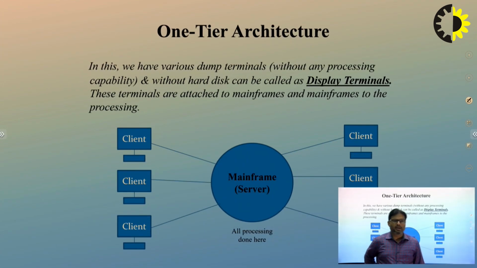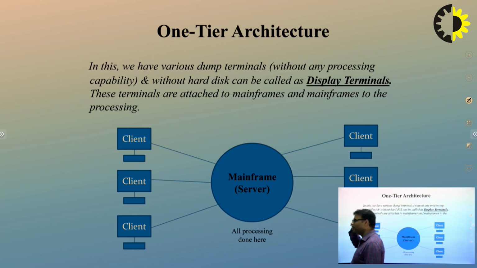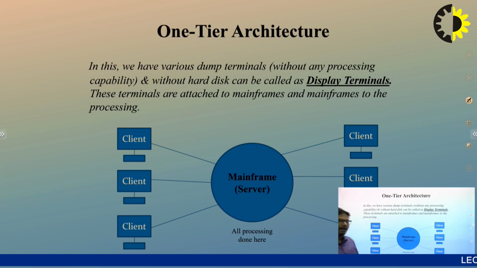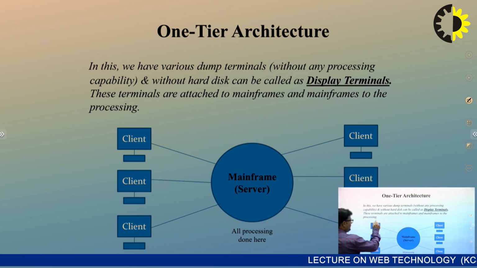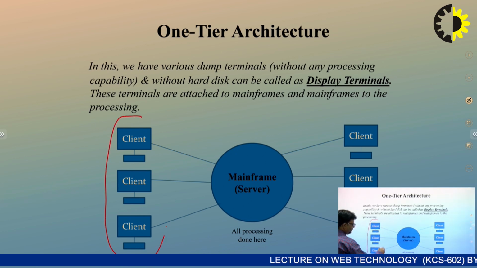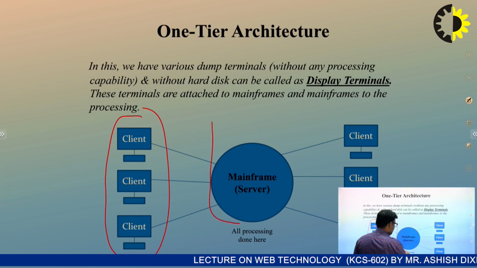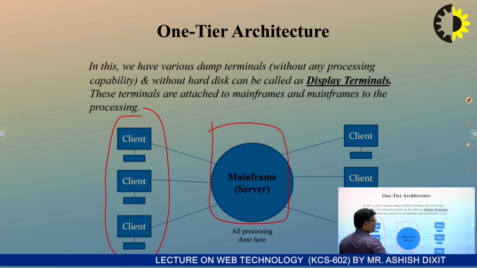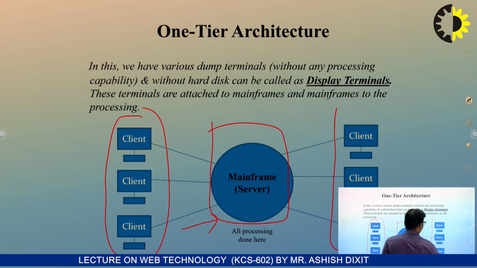What is a one-tier architecture? Here we will use three types of components. First, client. Second, server. Third, client. So these are the clients and this is the mainframe server. All processing will be done from here, and these are also clients.